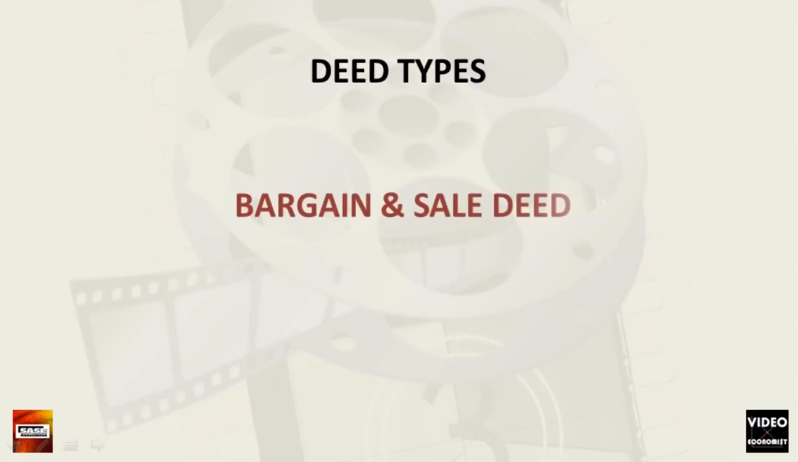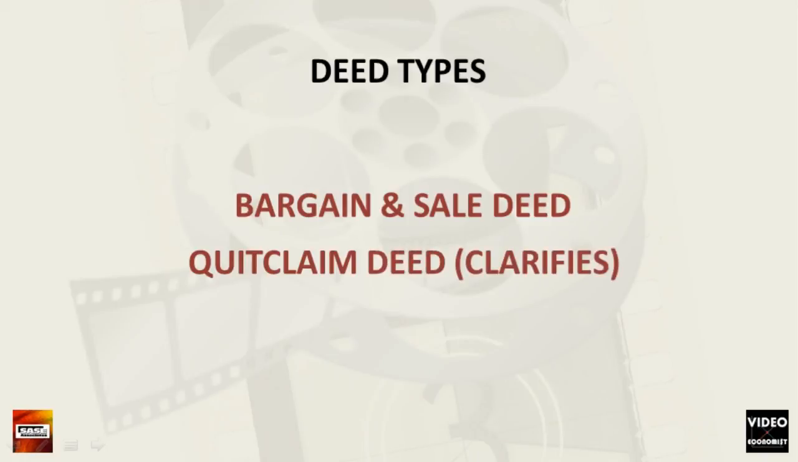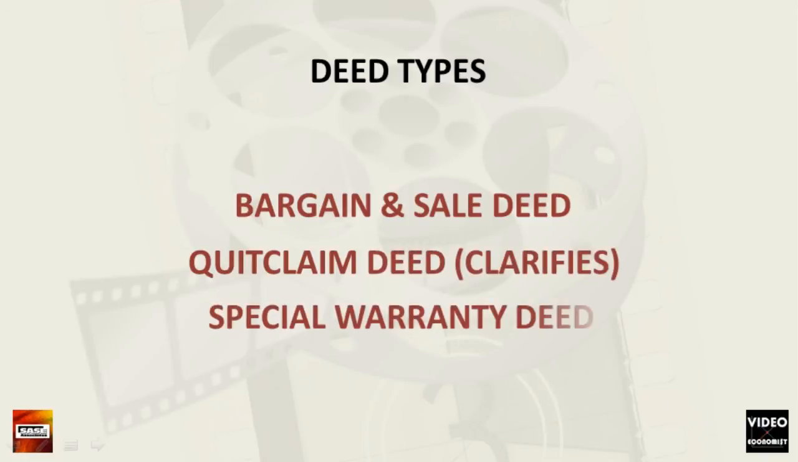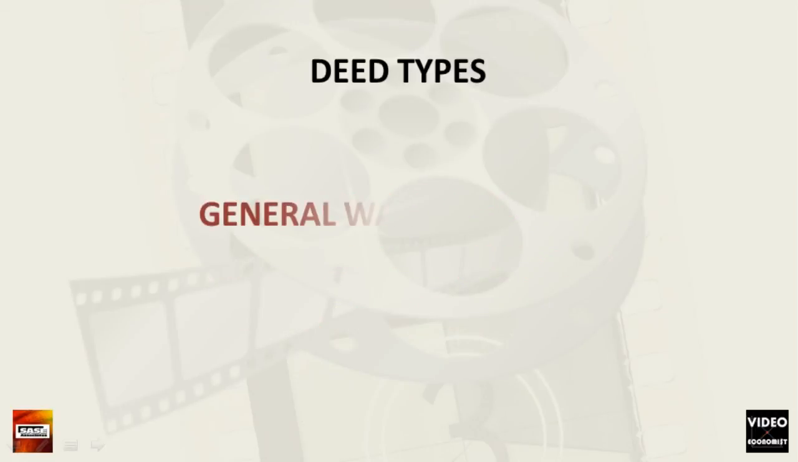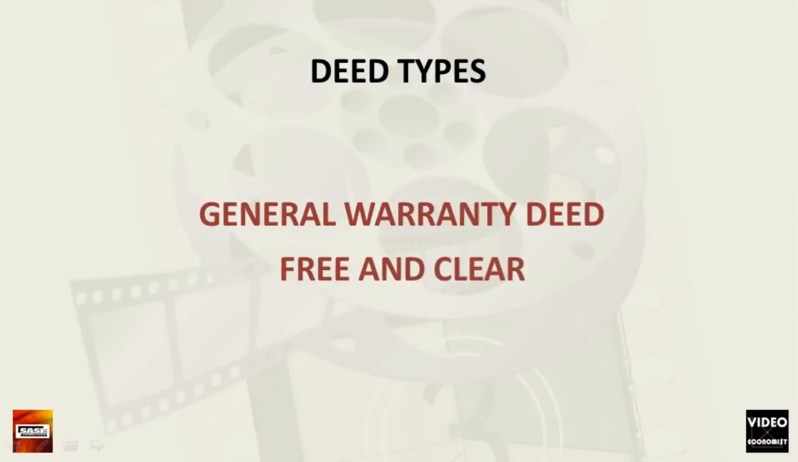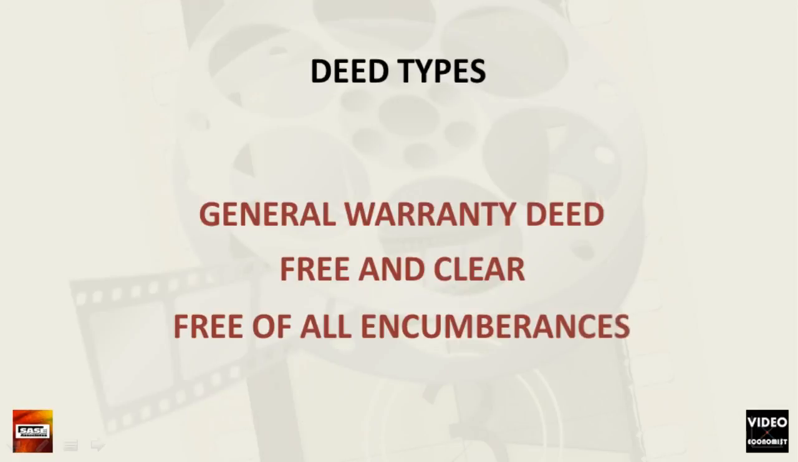There are a number of different types of deeds. Here are some of them that we see most often. A bargain and sale deed, or a quitclaim deed that clarifies what the property is. Also special warranty deeds and general warranty deeds. Free and clear, or free of all encumbrance, deeds. These are what the name suggests.